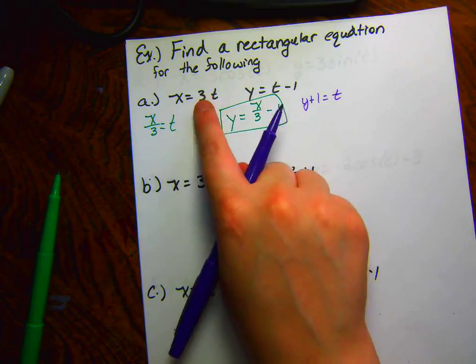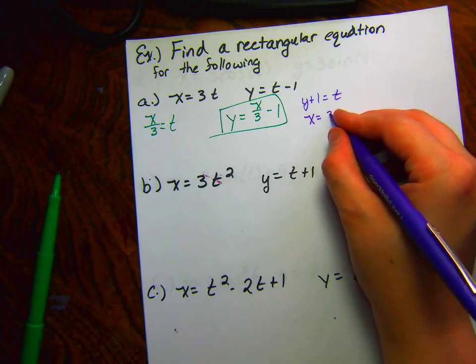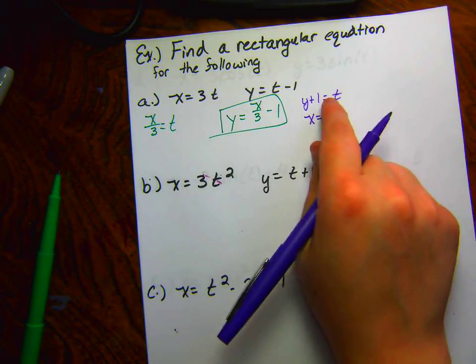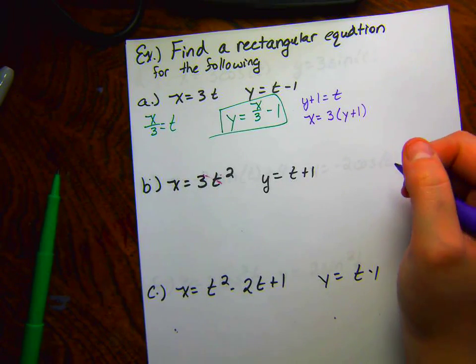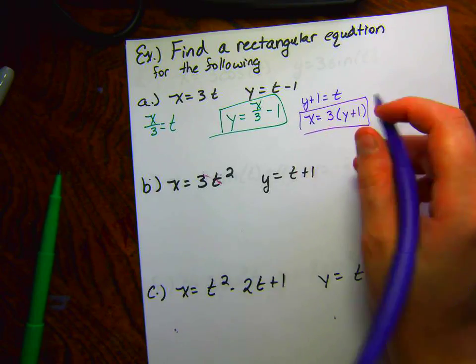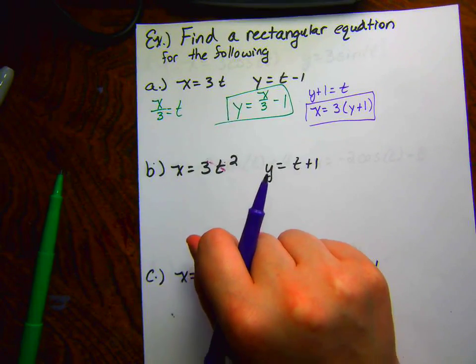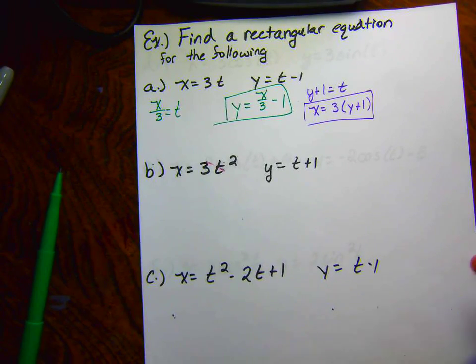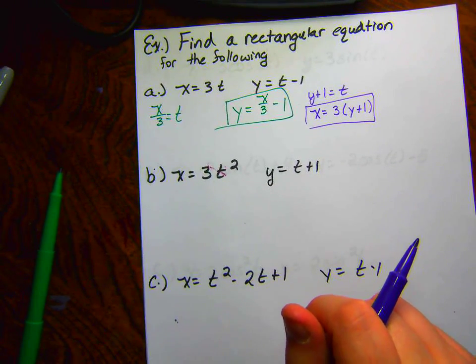Right, then if I plug that in here, then I would get that x equals 3 times, and instead of t, I'm going to use this, y plus 1. Okay, so that's two different ways I could have done it. You can do either way, doesn't matter. Okay, so take a minute and try this one on your own.